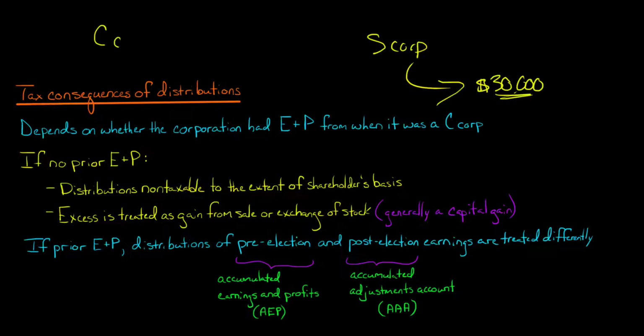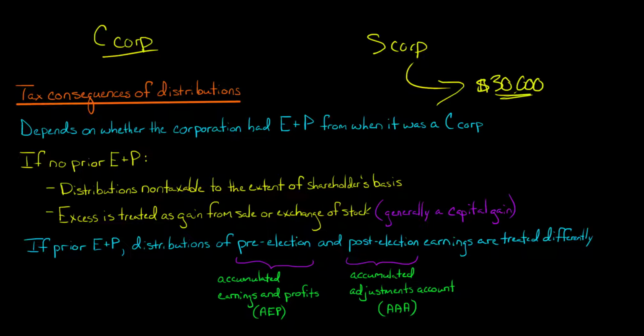So if you file articles of incorporation, you create a C corp, and you immediately elect S corp status, then you would never have any earnings and profits from your days as a C corp, because you immediately elected to be an S corp. If you don't know what E&P is, check out my videos on corporate income tax. If you have no prior earnings and profits from days as a C corp, then it's fairly simple when there's a distribution to the shareholder of, let's say, $30,000. The distribution is not going to be taxed to the shareholder.